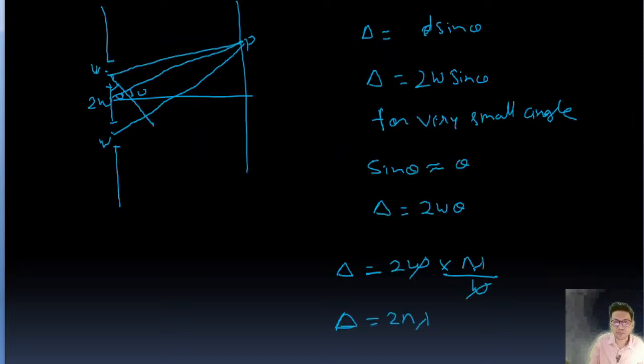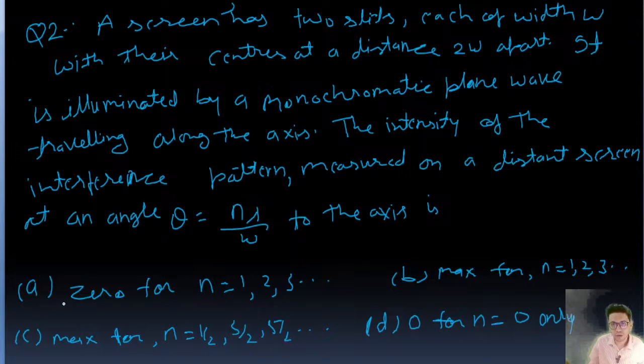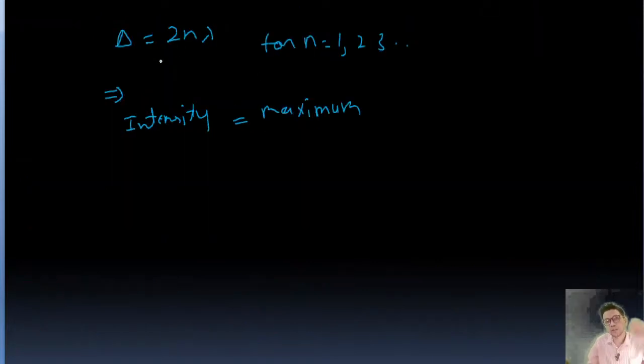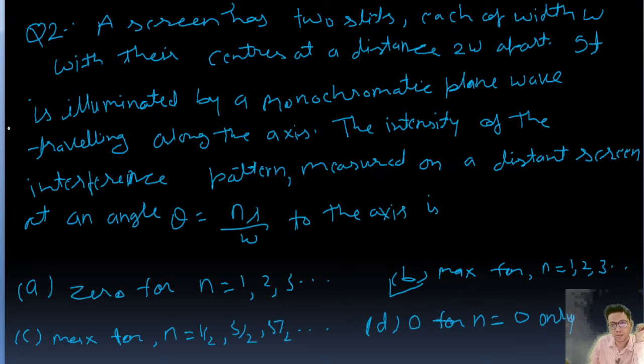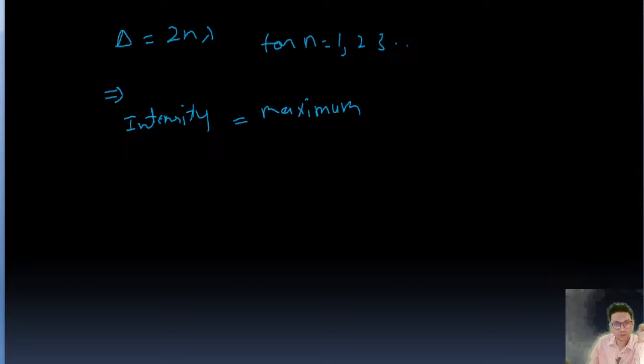So which option is matching, guys? Option B is matching: maximum for n equal to 1, 2, 3. Because this is in the form 2n lambda, or n lambda, this path difference shows maximum intensity. So intensity is maximum for n equal to 1, 2, 3, and so on. Okay, next question.